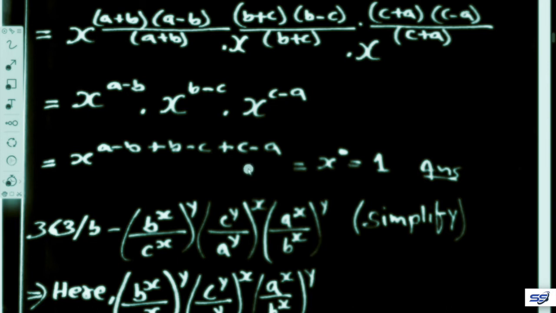In this way we can say that everything cancels each other: a minus b, now minus a, plus minus b, and plus minus c cancel each other, everything is cancelled. So only 0 remains, equal x power 0, and anything power 0 is 1, equal 1. 1 is our answer.